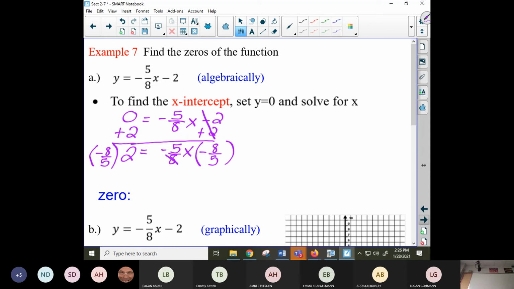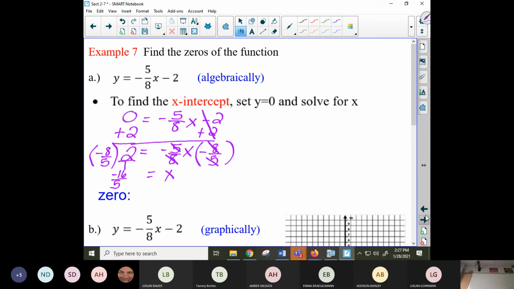Now, the 8's cancel over here. The 5's cancel. A negative times a negative is a positive. So on the right side, we just have x. On the left side, this is over 1. So if you wanted to do it just in your head, you'd go -8 times 2 is -16, and then 5 times 1 is 5. That's improper because the top number is bigger, but it is reduced. There's nothing that goes into 16 and 5, so we can leave it like that.